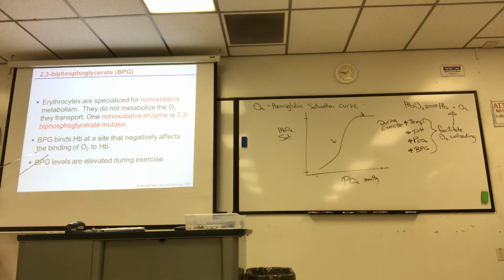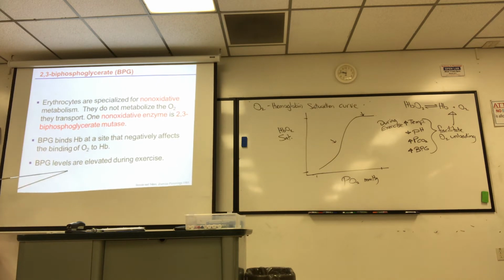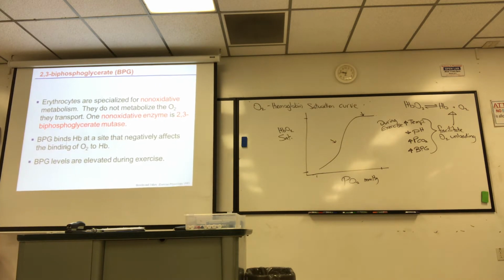Now, one of the molecules in their non-oxidative metabolism is BPG, and that's something we can measure. What we've noticed is BPG binds the hemoglobin at a site that negatively affects the binding of O2 to hemoglobin. So what I'm saying is BPG bumps off the O2. BPG levels are elevated during exercise, along with all these other things. They all facilitate oxygen unloading, which is favorable for the condition of exercise.